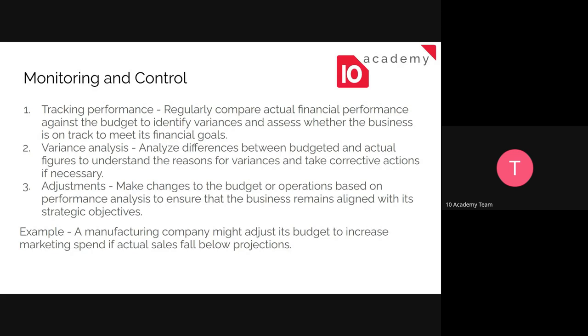You can make adjustments to the budget, based on the performance analysis, to ensure that the business remains aligned with the strategic objectives. For example, a manufacturing company might adjust its budget to increase marketing expenditure if the actual sales fall below production. You already have a budget for marketing, but the sales are very low, so you can decide to increase the marketing budget to help with the falling sales. It's not a must, and it's not something that cannot be changed, but you should not change it very often, because it messes up your performance and decision making.